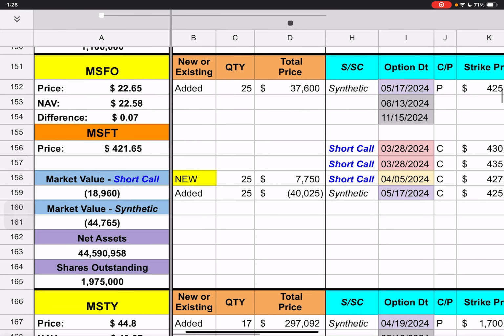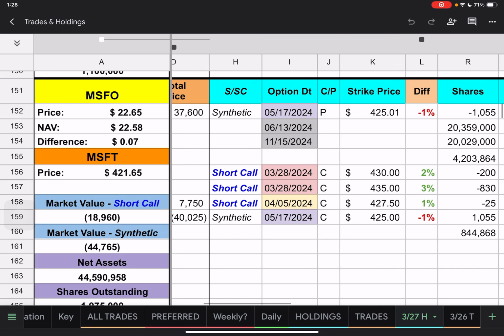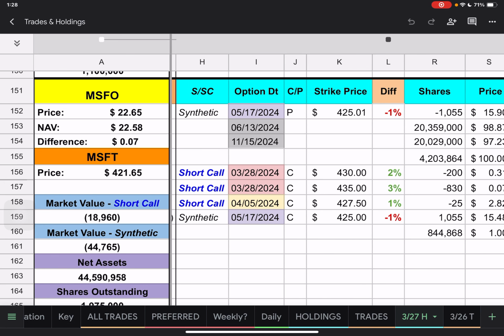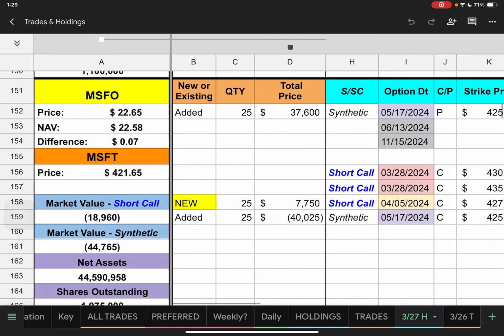MSFO closed at 22.65. Microsoft closed at 421.65. They added 25 contracts to the synthetic position. And they opened up a new short call expiring next Friday with 25 contracts, bringing in 7,700 in premium. That strike price is $427.50. We're currently 1% below that strike price. Then we have the two short calls that expire Thursday with strike prices of $430 and $435. We are currently 2 and 3% below those strike prices.